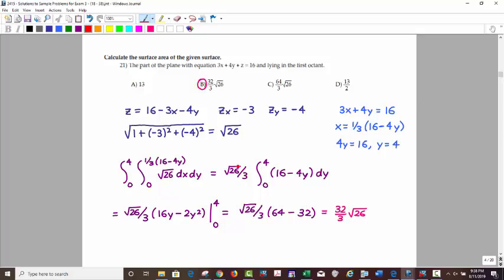So the square root of 26 can just be brought out here, and then the antiderivative of dx is just x, which will bring this part out. So what I did is the 1/3, I just brought that out with the square root of 26. And then I'm left with 16 minus 4y. So let's do that antiderivative with respect to y. We have 16y minus 2y squared, going from 0 to 4, and it gives me square root of 26 over 3 times 64 minus 32, which gives me 32 over 3 square root of 26. Okay.